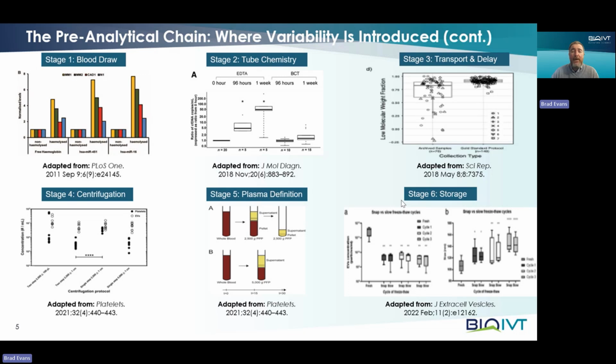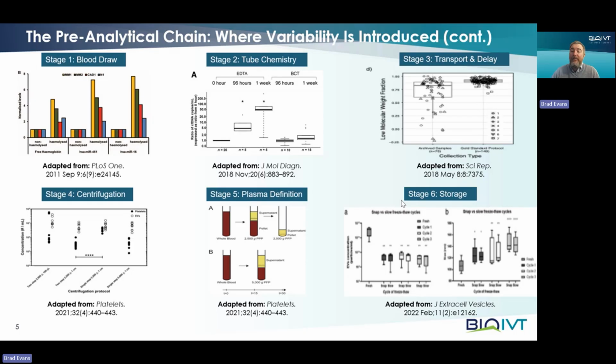In the bottom middle, for stage 5, defining plasma, this diagram makes an important point. Plasma is operationally defined. The supernatant after one spin is not the same material as platelet-poor or platelet-free plasma after additional spins. These fractions differ in residual cells, platelets, vesicles, and protein complexes. If sites use different definitions of plasma, they are not analyzing the same biological compartment.